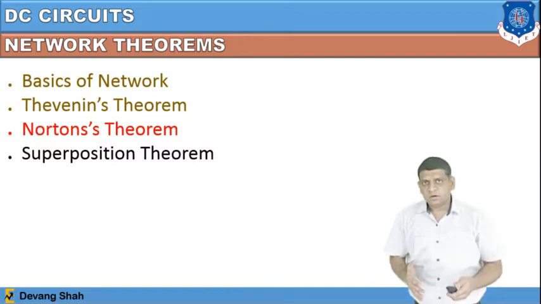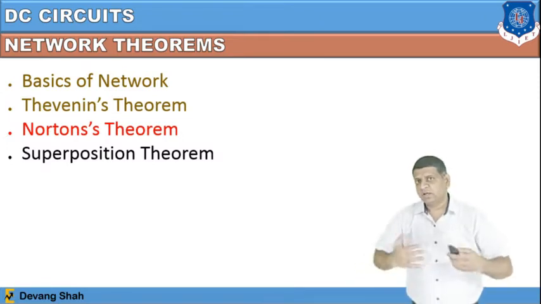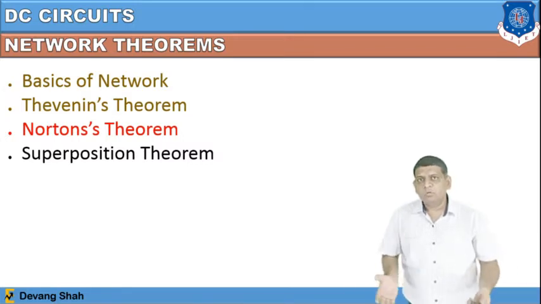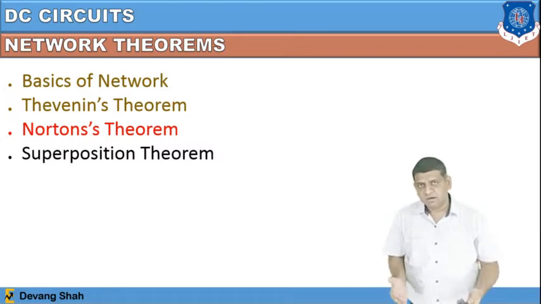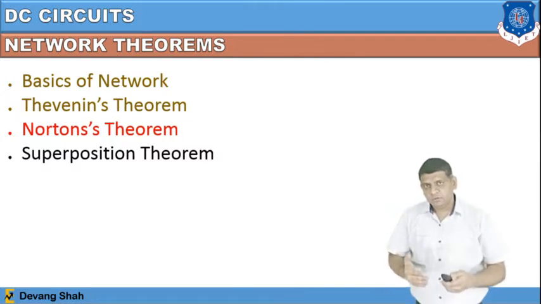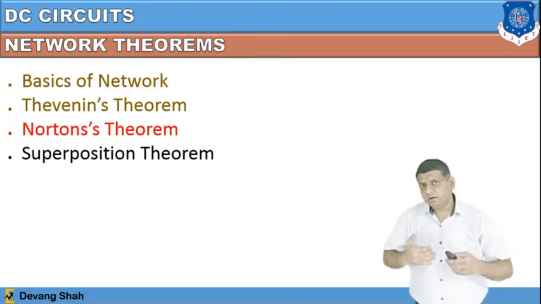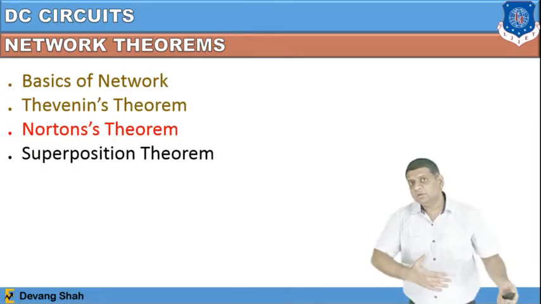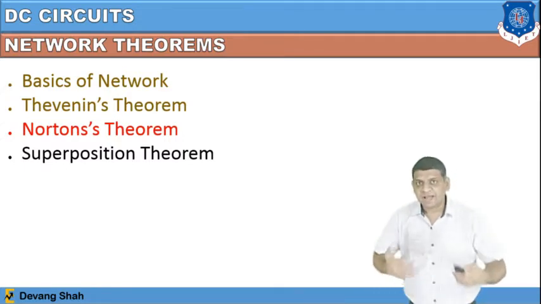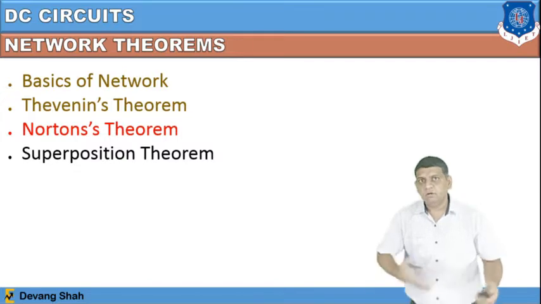Why are we learning these theorems? Once we design a circuit, we have to analyze it. Let's say there are many resistors connected in a circuit along with various kinds of voltage sources and current sources, dependent and independent. Ultimately, for a particular resistance, if we want to find the voltage drop or the current passing through that resistance, we can find it using various methods. Those methods we define in terms of the circuit theorems.